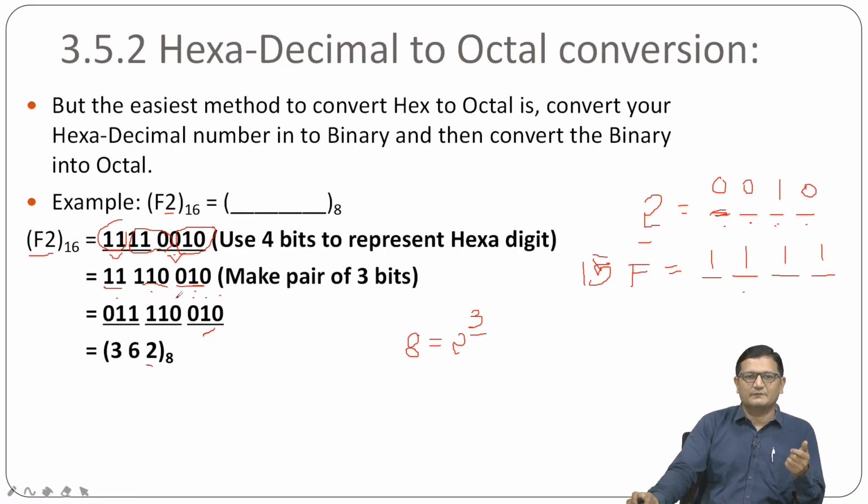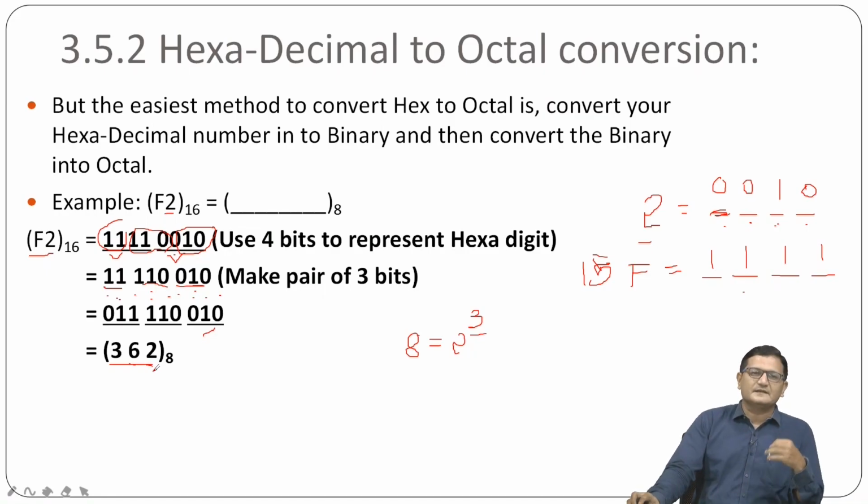Now again, this is 1, this is 2, this is 4, right? 1 is not there, but 2 and 4 are there, because at the place of 2 and 4 we have 1 1, and at the place of 1 we have 0. So 4 plus 2 will make 6. So here we have 6. Now again 0 1 1, so this is 1, this is 2, this is 4. 4 is not there, but 2 and 1 are there, so 2 plus 1 will make 3. So this is the octal number.